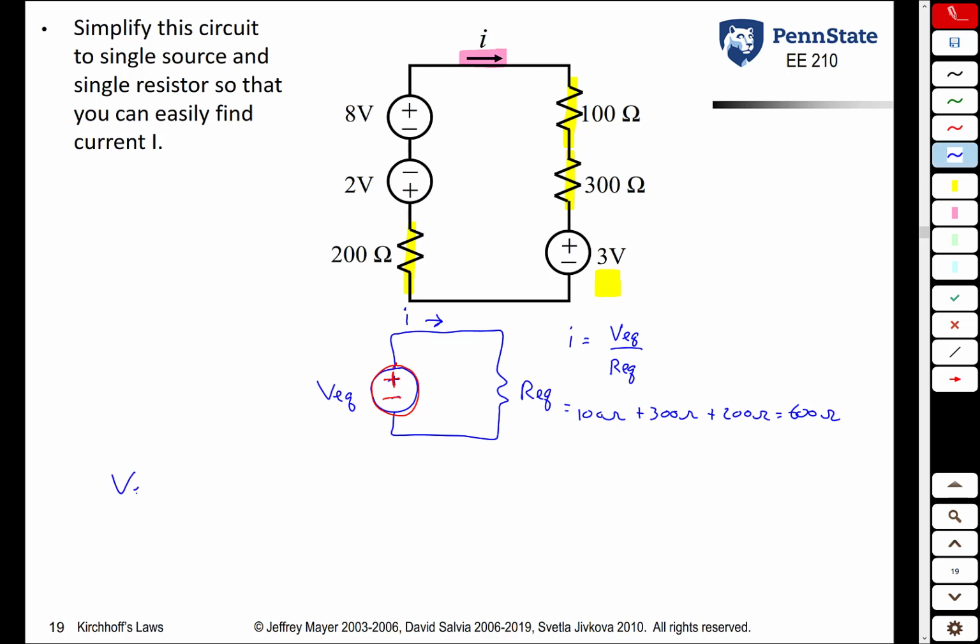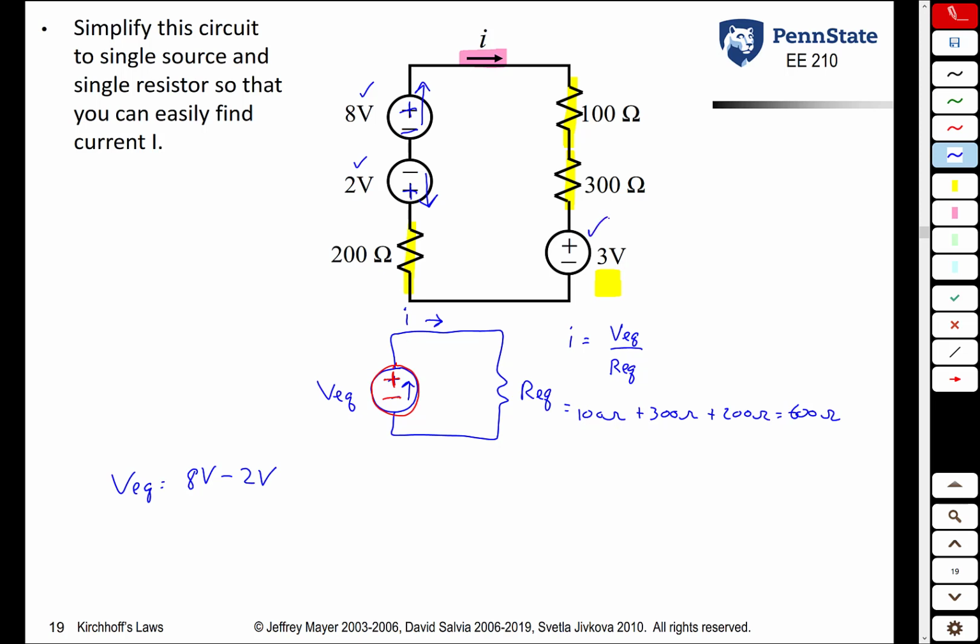So V equivalent: look at this 8-volt source first. It has the plus on top and the minus on the bottom, so it wants to push current in this direction, which is the same direction as my equivalent source, so that should be a plus. This 2-volt source has a plus on the bottom and the minus on top, so it wants to push current in that direction, which is opposite of my equivalent source. So I put a minus 2 volts.